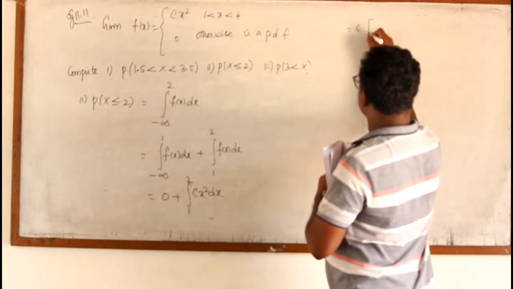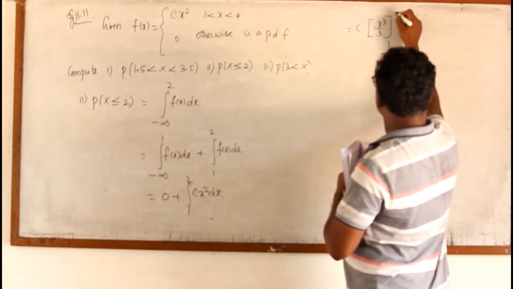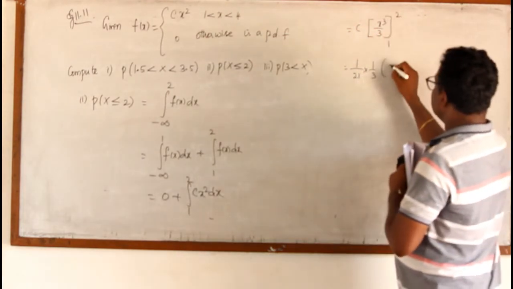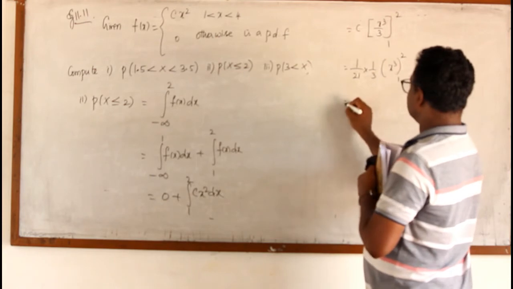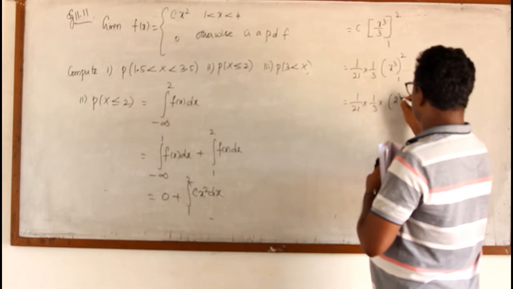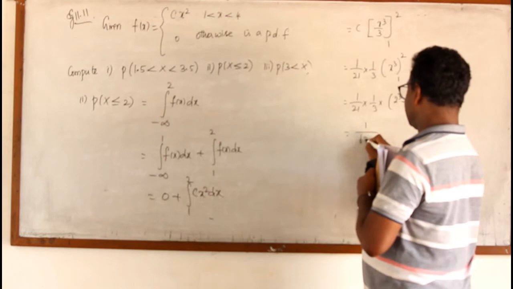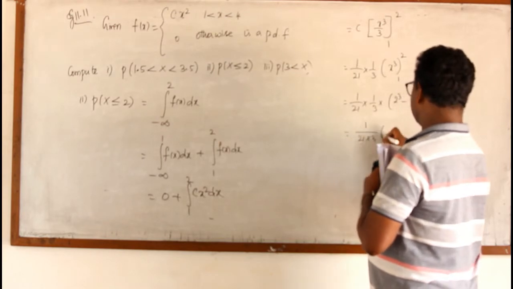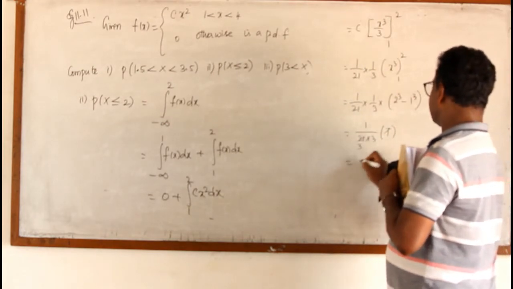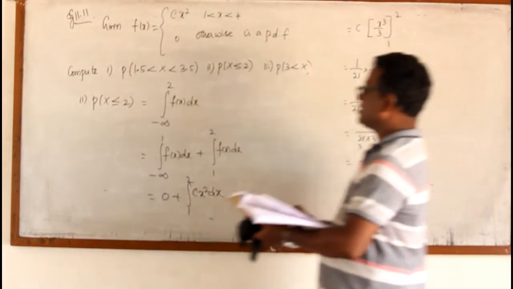Here c is taken out. x square integration is x cube by 3. Limits are 1 to 2. It is 1 by 21 into 1 by 3, x cube, the limits are 1 to 2. It is 1 by 21 into 1 by 3 into 2 cube minus 1 cube. So it is 1 by 63, or 21 into 3. 2 cube is 8 minus 1, 7. 7 and 21 cancel 3 times. It is 1 by 9. The book has given it as 7 by 63.